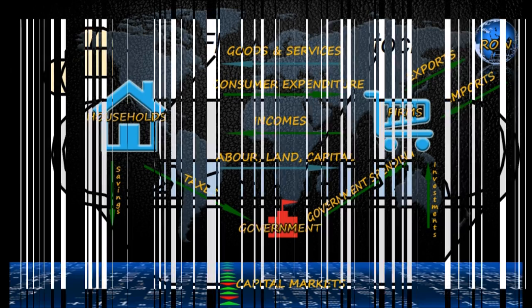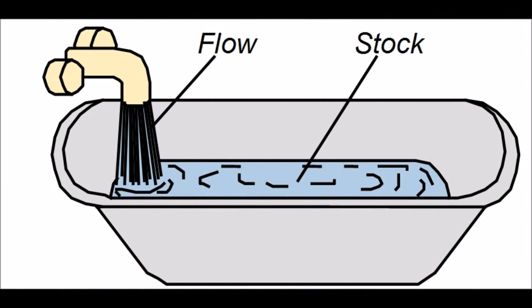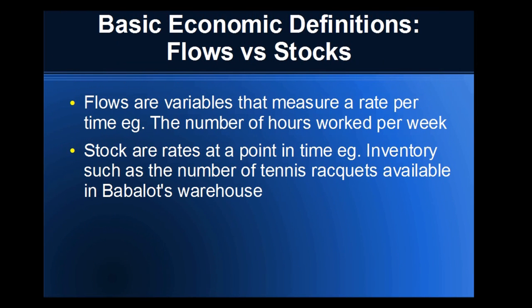Let's begin with the concept of flows versus stocks. Flows can be thought of as the flow of water into a bucket, and the stock is the bucket of water. Flows are variables that measure a rate per time. For example, the number of hours worked per week. Stocks are values at a point in time. For example, total inventories in a firm or the total amount of money in the economy.